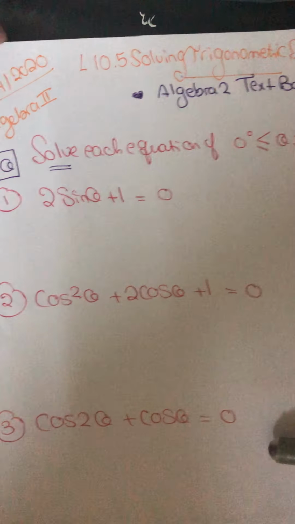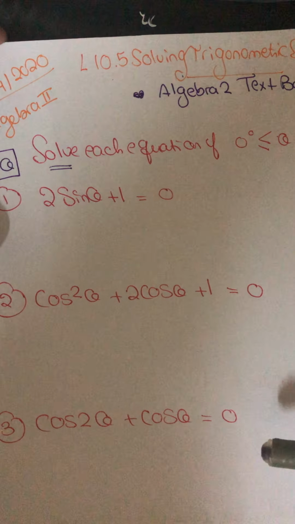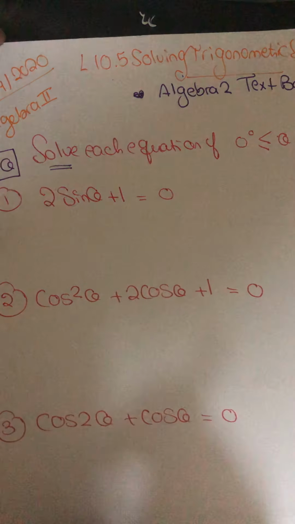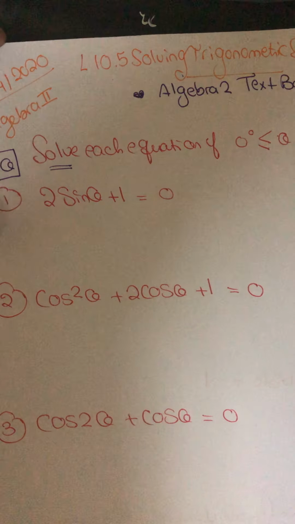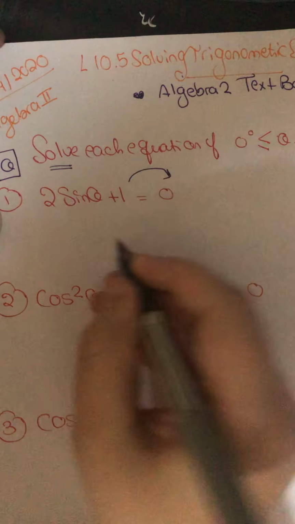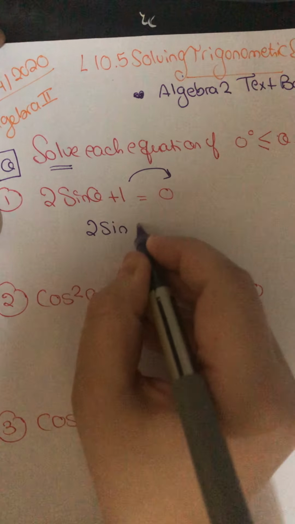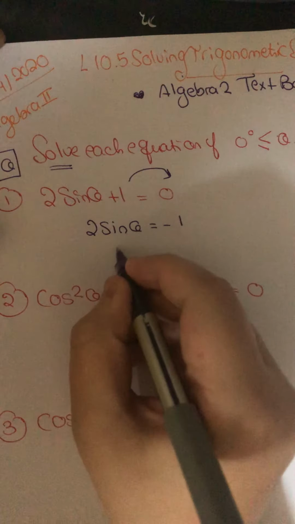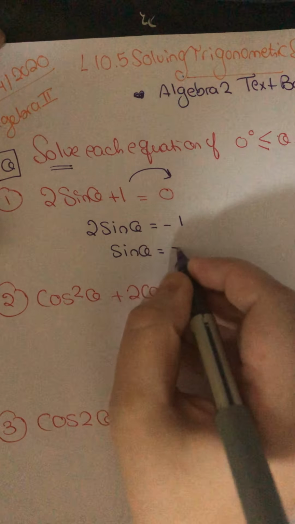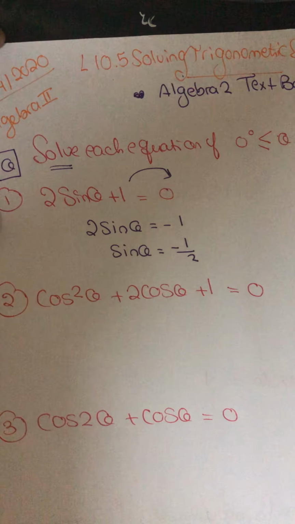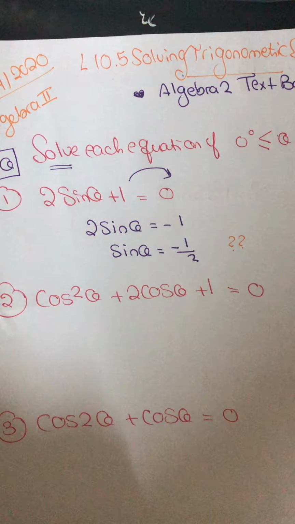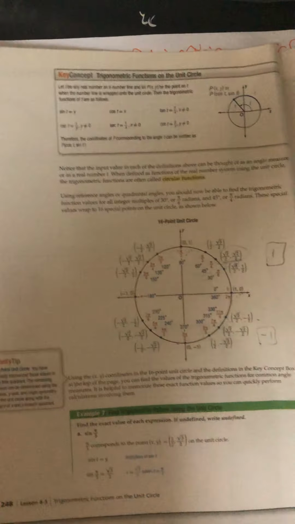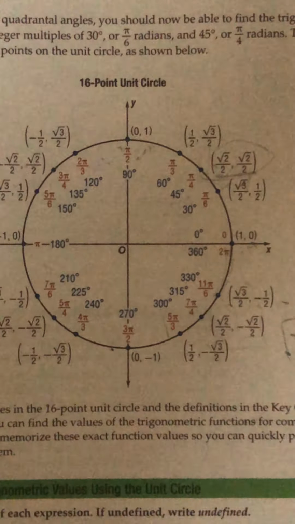Okay, now for the first question, they gave me 2 sine theta plus 1 equals to 0. It started easily. I will isolate 2 sine theta equals to negative 1, and then sine theta equals to negative half. And then you will have to ask yourself where on the unit circle is sine theta equal to negative half. Here's our unit circle. Lovely unit circle. Where is sine theta equal to negative half?